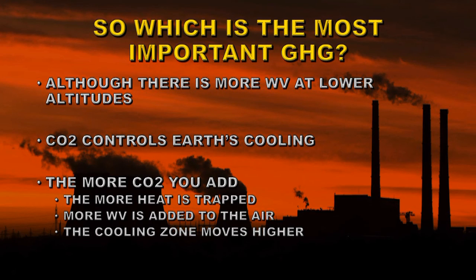So which is the most important greenhouse gas? Although there is more water vapor at lower altitudes, carbon dioxide controls the Earth's cooling at higher altitudes. So the more carbon dioxide you add, the more heat is trapped, the more water vapor is added to the air, so there's more steps in the random walk to try to get those IR photons out of our atmosphere. And also the cooling zone moves higher, and so it takes longer to get rid of that heat. So overall, that's a heating effect.